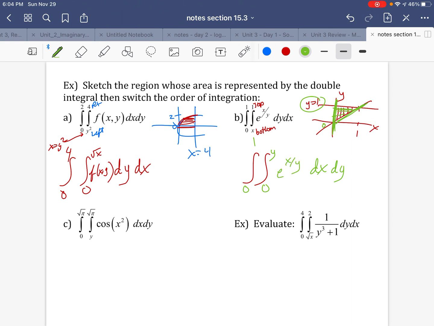Okay? All right. Now, in letter C, like I said earlier, you couldn't integrate this way. So right now it is set up to do x equals. This is the left and this is the right. And we are going to change it to top and bottom. All right, so let's see what we got there.